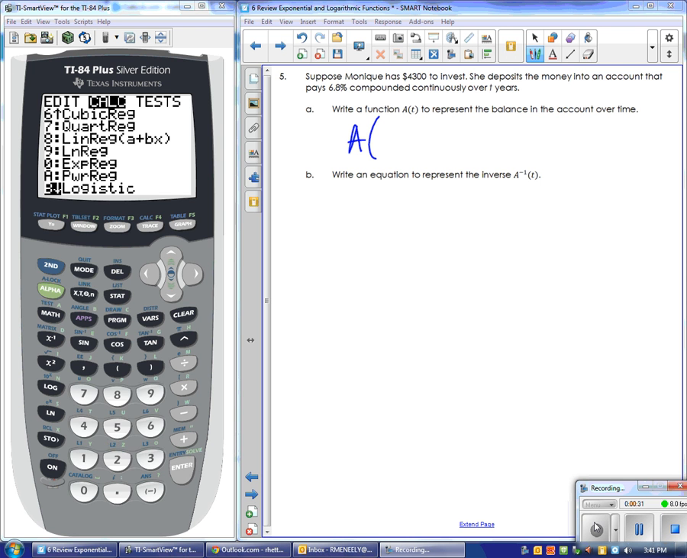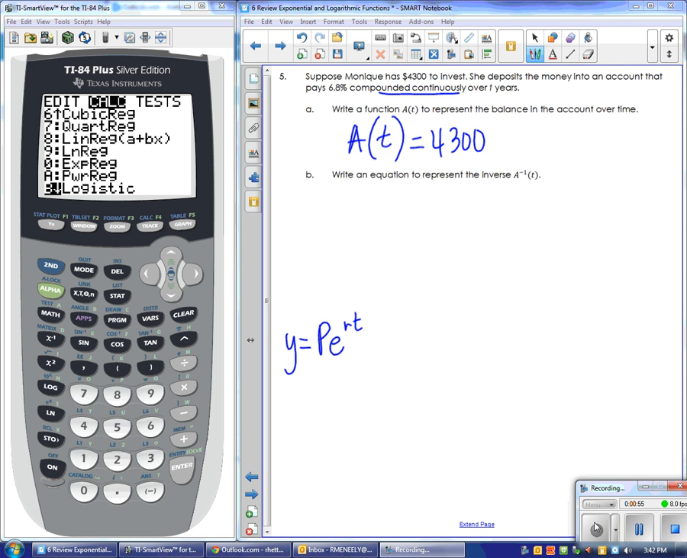So A of t is going to equal, this is an exponential growth problem, and we know that it's being compounded continuously. So if you remember from your formula, that's going to be y is equal to your principal times e to the rt, or Pert, as some people like to call it. So in this case, our y value is just going to be our function A of t. The principal in this case is the $4,300 that she has to invest.